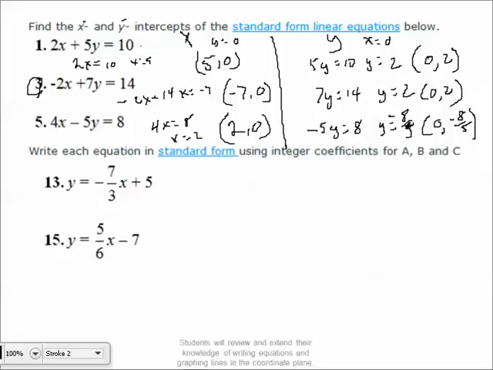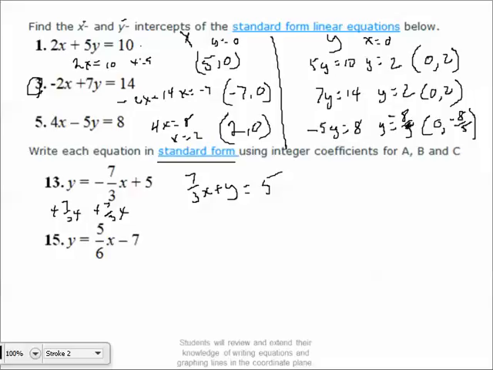Okay? So let's try a couple of these down here, which say to write each equation in standard form. Standard form. That means I need to move the x onto the other side. So I'm going to add 7 over 3x to both sides of this equation. And what am I going to get? I'm going to get 7/3x plus y is equal to 5.